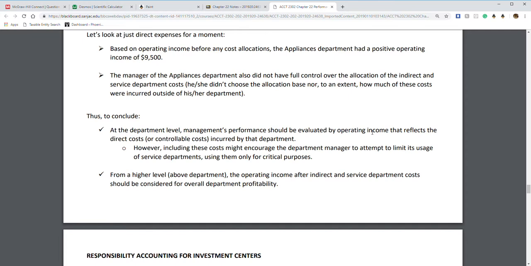Even though we may not actually use them in the performance report, it's always good to have them to run that scare tactic. Also, from a higher level, above the department, those vice presidents and so forth, the operating income after indirect and service department costs should be considered for overall department profitability. So the higher level is going to probably look at everything. Lower level, it's a scare tactic.